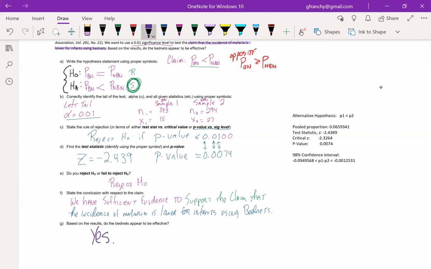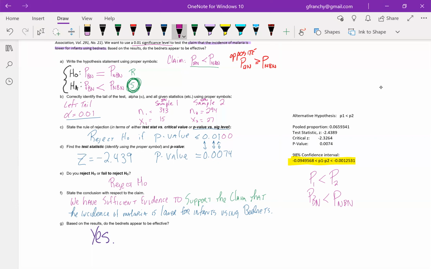Now, if we wanted to go ahead and make the decision using confidence intervals here, we should take a look at our confidence interval here, and our entire confidence interval is negative. When our entire confidence interval is negative, that says that it would appear that proportion 1 is less than proportion 2. Or in our case, the proportion using bed nets is less than the proportion not using bed nets, which is the same conclusion we reached using the hypothesis testing method.